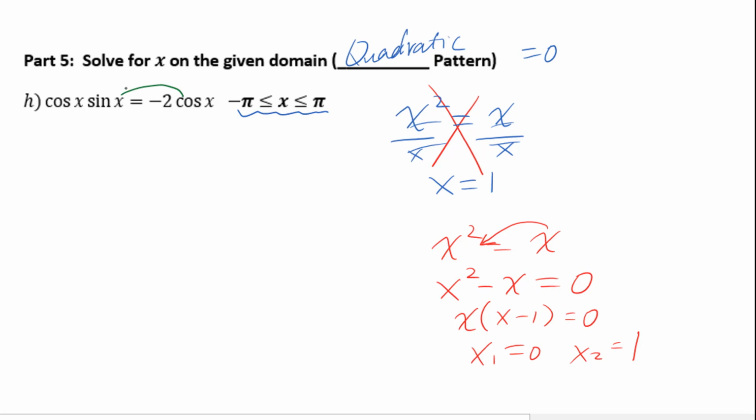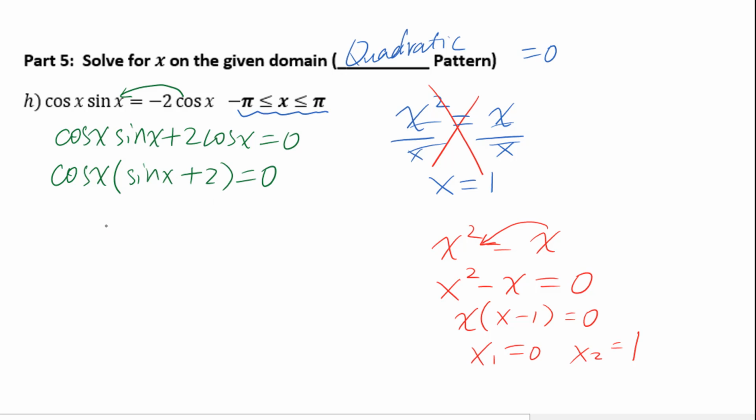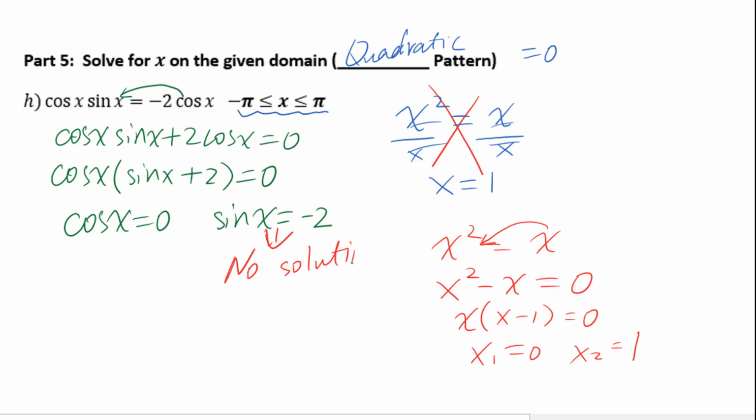Therefore, we will move this to the left side. We have cosine x sine x plus 2 cosine x equal to 0. Then common factor: cosine x times (sine x plus 2) equal to 0. So you get cosine x equal to 0, sine x equals negative 2. This is no solution because for sine x, the range has to be between negative 1 and 1.